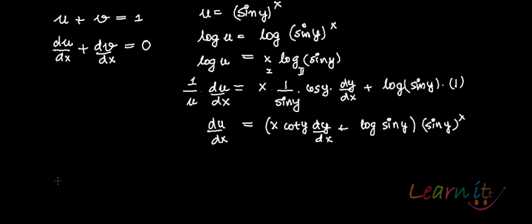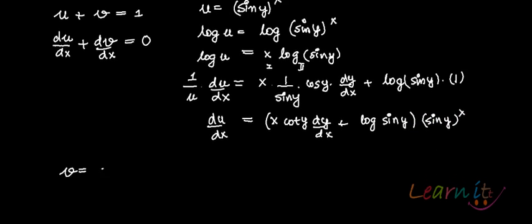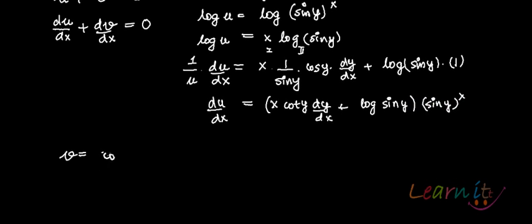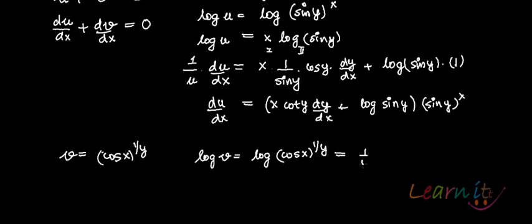Then what about v? V is, even I forgot it, cos x to the power 1 by y. So log of v is log of cos x to the power 1 by y, which could be written as 1 by y log of cos x.